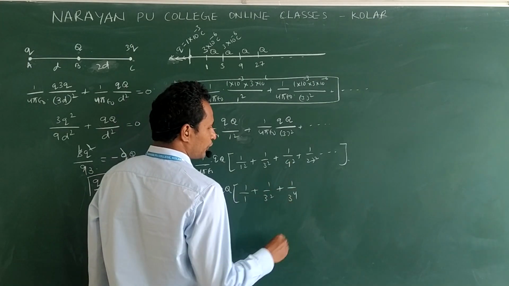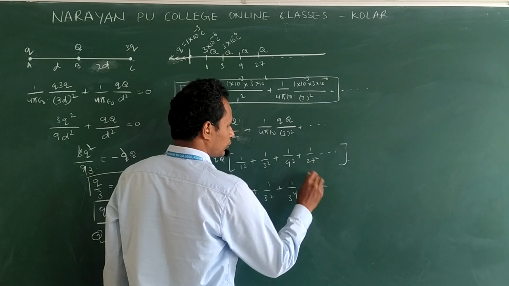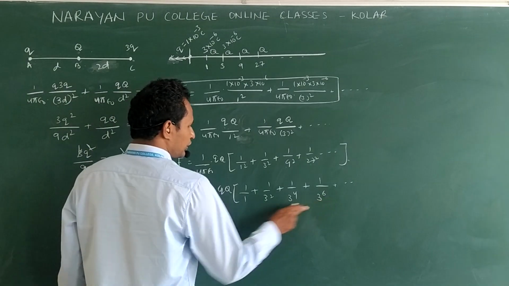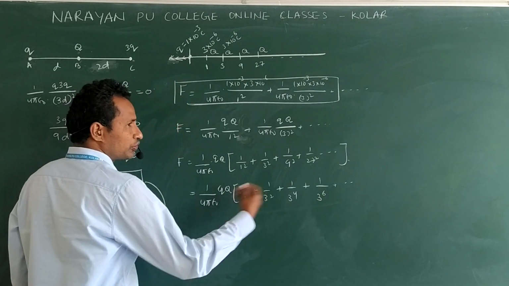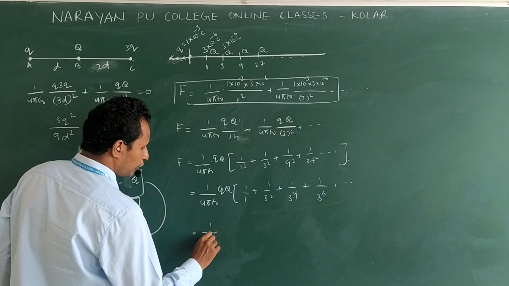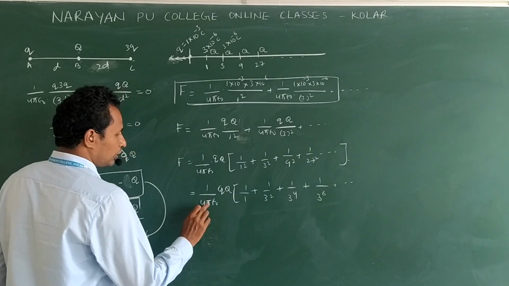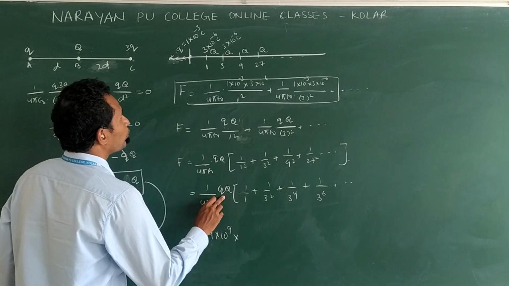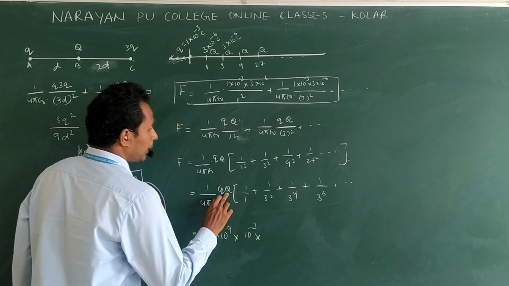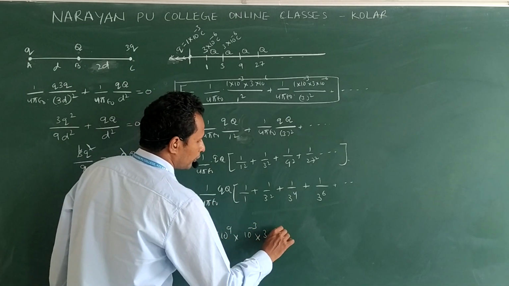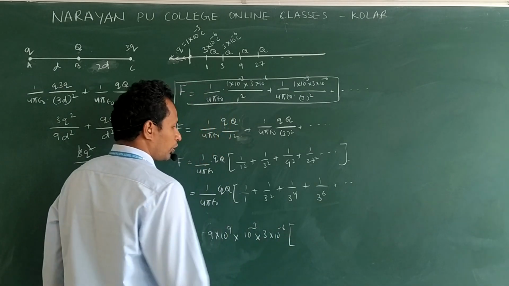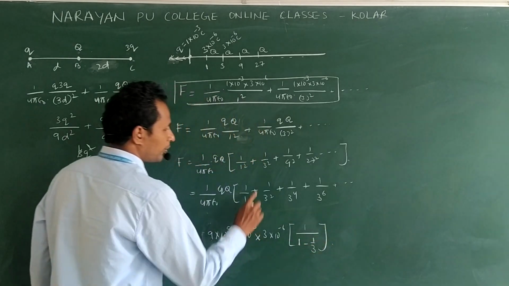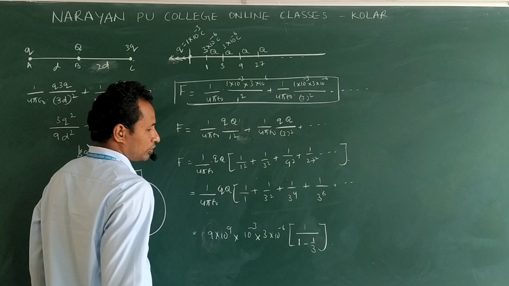This is 1 by 4 pi epsilon naught small q capital Q, 1 by 1 plus 1 by 3 square plus 1 by 9 square, 81. This I can write as 3 power 4, plus 27 square, I can write as 3 power 6, and so on. So this is in geometric progression. Use the sum of n terms. So 1 by 4 pi epsilon naught value is 9 into 10 power 9. Small q value is what? 10 power minus 3. Capital Q value is 3 into 10 power minus 6, into 1 by 1 minus 1 by 3, the sum of infinite terms.